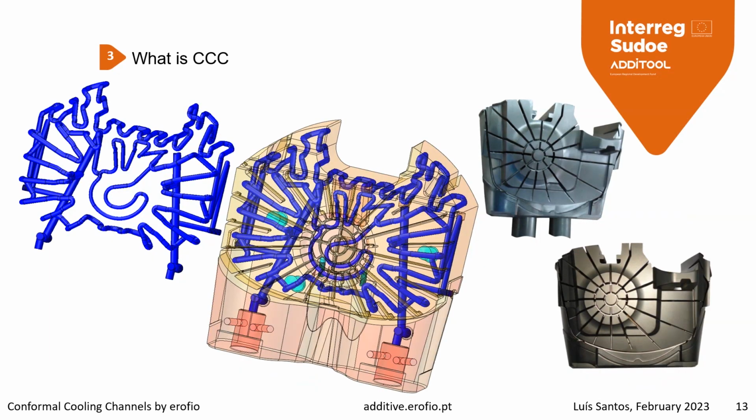Here we have a jiggle pin. On the left side we have the cooling design, how it looks inside the part, and on the right some photos of a similar real part, and in the right corner we have a part that was coated with DLC coating.